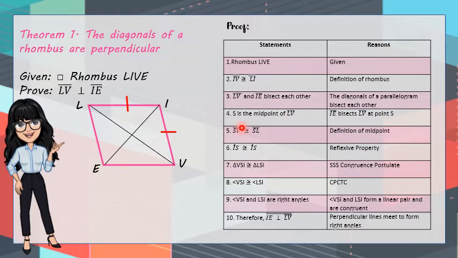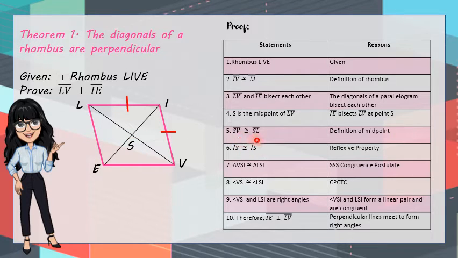And then the fourth statement, S is the midpoint of LV. So IE bisects LV at point S. This is just naming the intersection of the two diagonals. The intersection of LV and IE is point S. This is the middle point here, so we label it as point S. You can use other letters, it's up to you, but in this case, I have used point S.